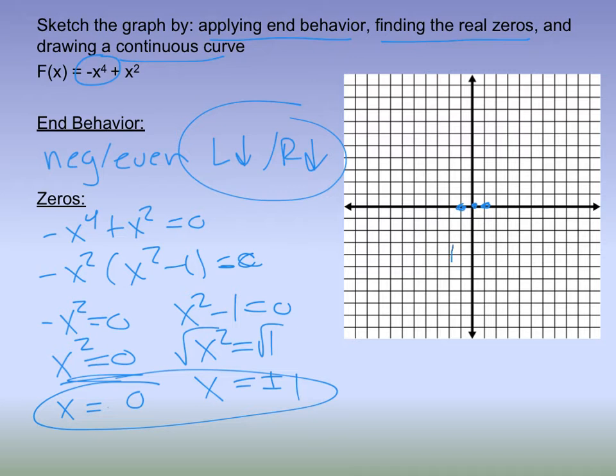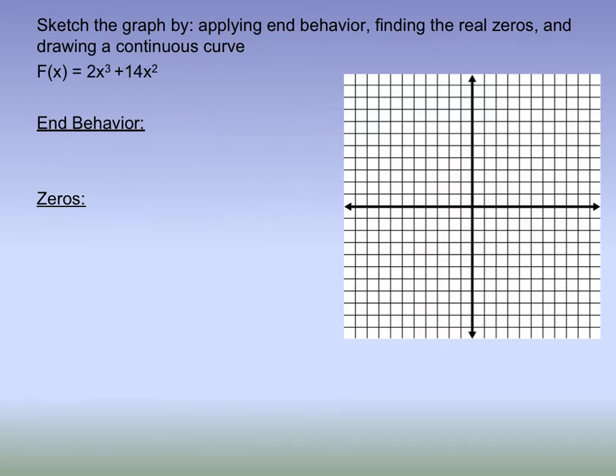And that helps me to kind of sketch out my graph here. So I'm going to cross through at negative 1, bounce off at 0, cross through at positive 1. And again, I know I have to go down on both sides. And you can see that we have a rough sketch of our function using our end behavior or leading coefficient test, and then also using the multiplicity of our zeros.